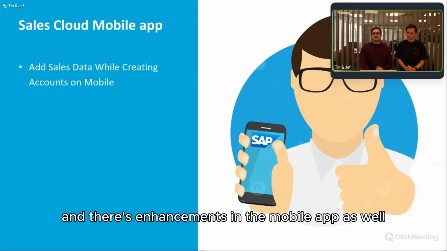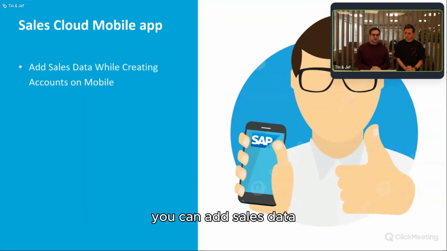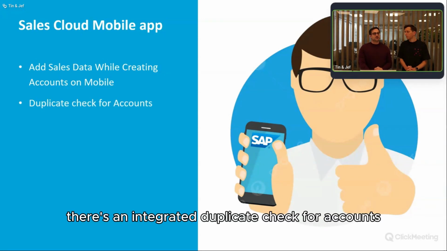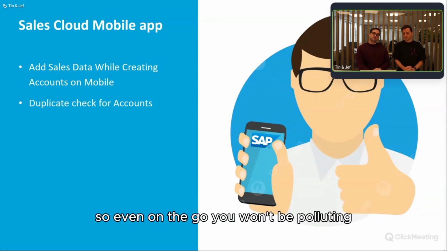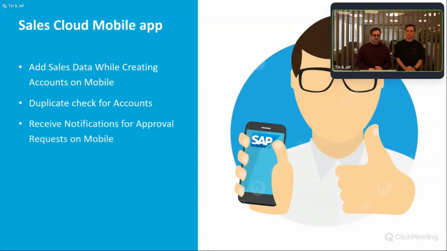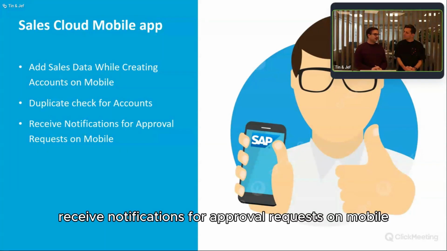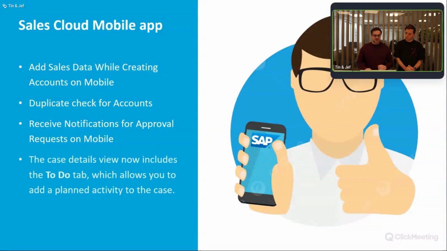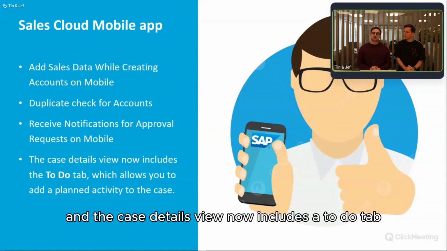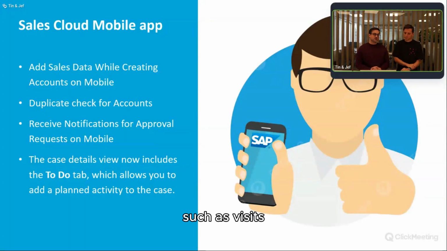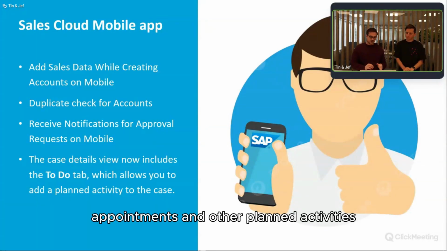Then there's enhancements in the mobile app as well. You can add sales data when creating an account through mobile. There's an integrated duplicate check for accounts. So even on the go, you won't be polluting the system with duplicate accounts. You can receive notifications for approval requests on mobile, which is nice for the manager on the go. And the case details view now includes a to-do tab where you can add follow-up activities such as visits, appointments, and other planned activities.